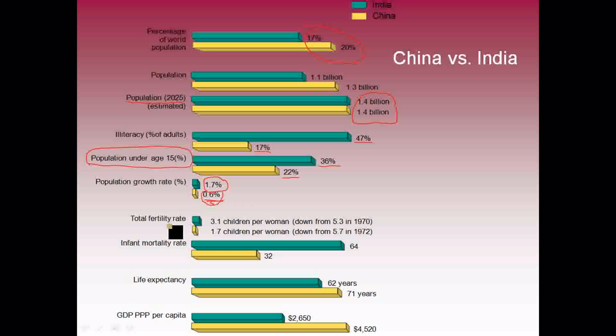Here's the TFRs for these two countries. It was 5.3 for India, 5.7 for China, but like we said, China has that one-child policy and really slowed things down. Infant mortality rate, again, China on its way to being a developed country, doing way better. This is 32 per thousand. This is 64 per thousand. So India has almost double the infant mortality rate. And then here's the life expectancy and the GDP.